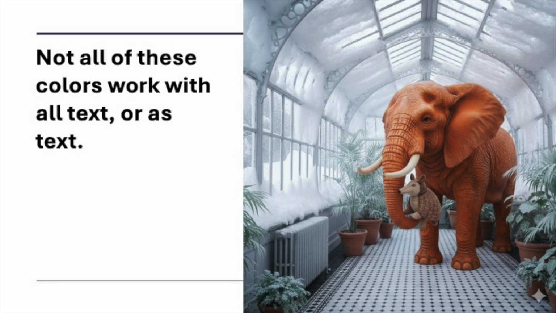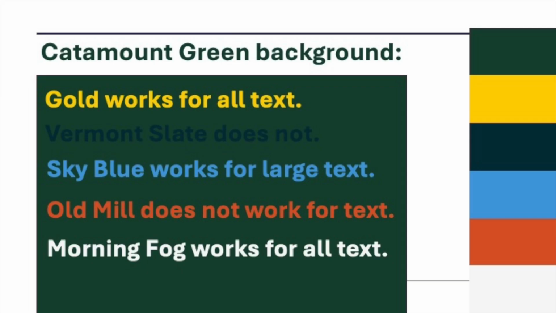I have on the screen an AI generated image of an orange elephant, a large orange elephant cuddling a brown armadillo toy as he stands inside a snowy greenhouse. This is the orange elephant in the room. That not all color combinations can be used with the UVM color palette, but let's look at how to make this work. So if you are using a catamount green background, you can use gold for any size text.